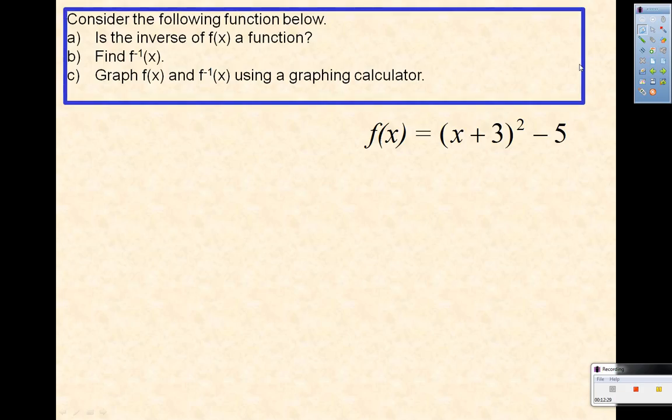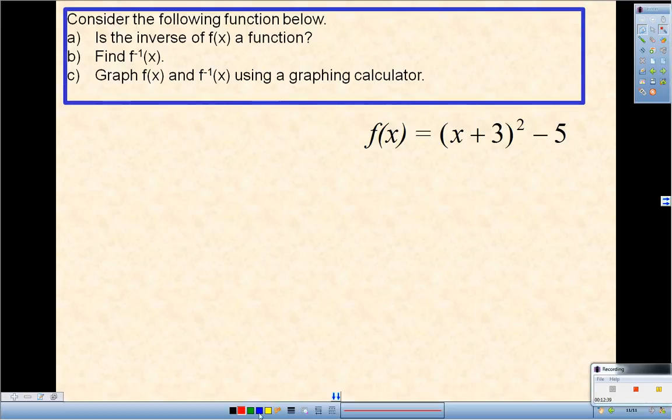Consider the following function below. Question A says, is the inverse of f of x a function also? Now, the best way to do this would be to simply draw a sketch of it and see if it passes the horizontal line test. This is a quadratic function because it has a degree of 2. From your previous math course, the vertex of this quadratic would be at -3, -5. It is going to open up because the lead coefficient is +1, so the end behavior is up on both sides.